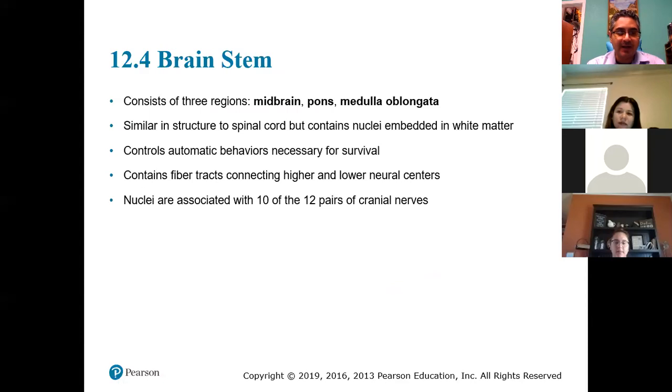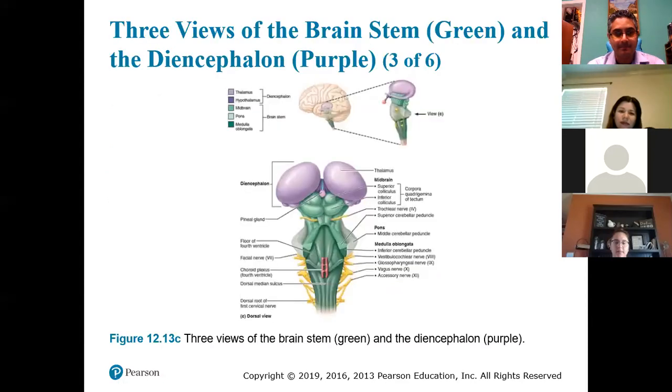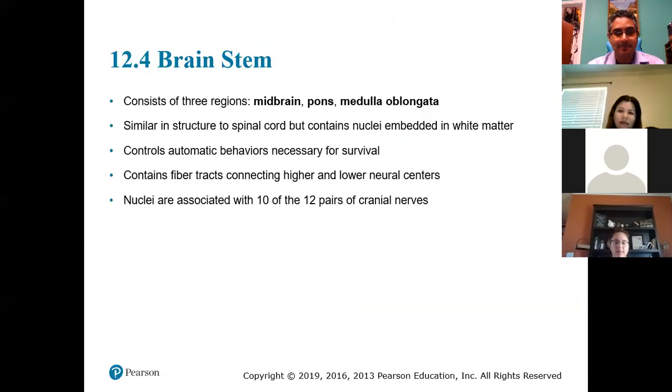Let's take a quick look at the brainstem. The brainstem consists of three regions.